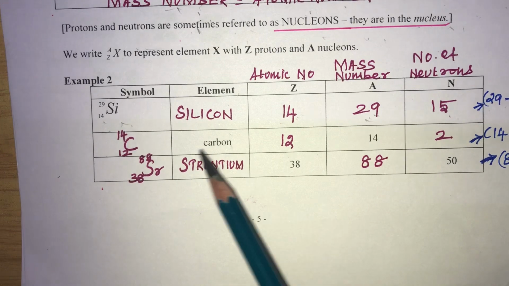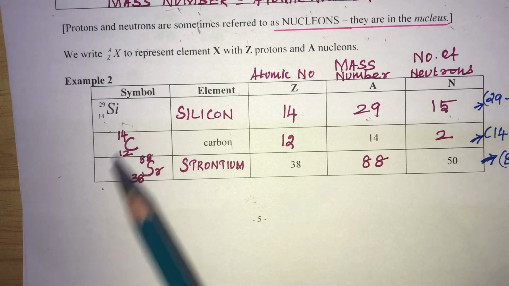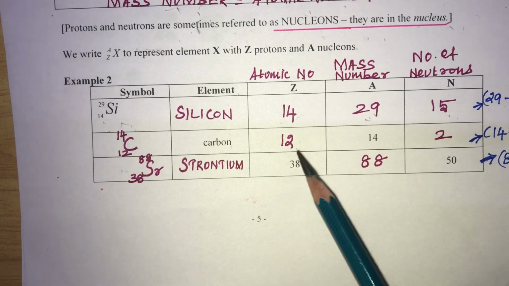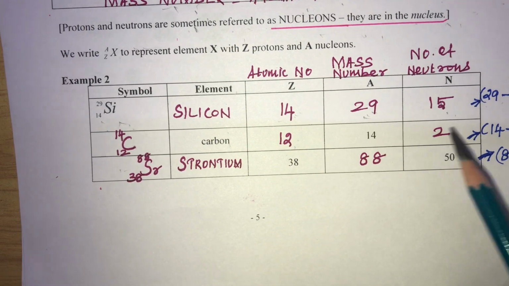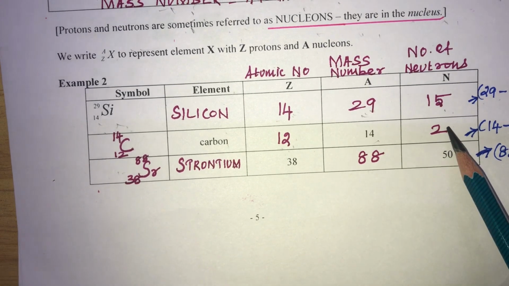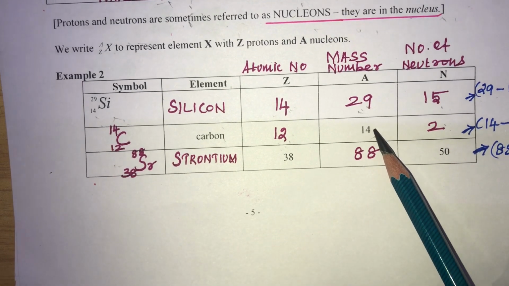And carbon: atomic number 12 and mass number 14. So carbon contains 12 electrons and protons, and it contains 2 neutrons. So 12 plus 2, atomic number plus number of neutrons, is equal to mass number 14.